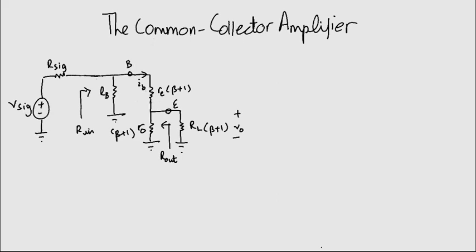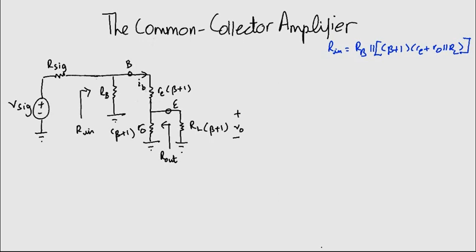R0 also has been brought down to show how clearly it is in parallel with RL. Now we write an equation for Rin. Rin equals RB parallel with brackets open beta plus 1 brackets close brackets open RE plus R0 parallel with RL brackets close. Easy, isn't it?